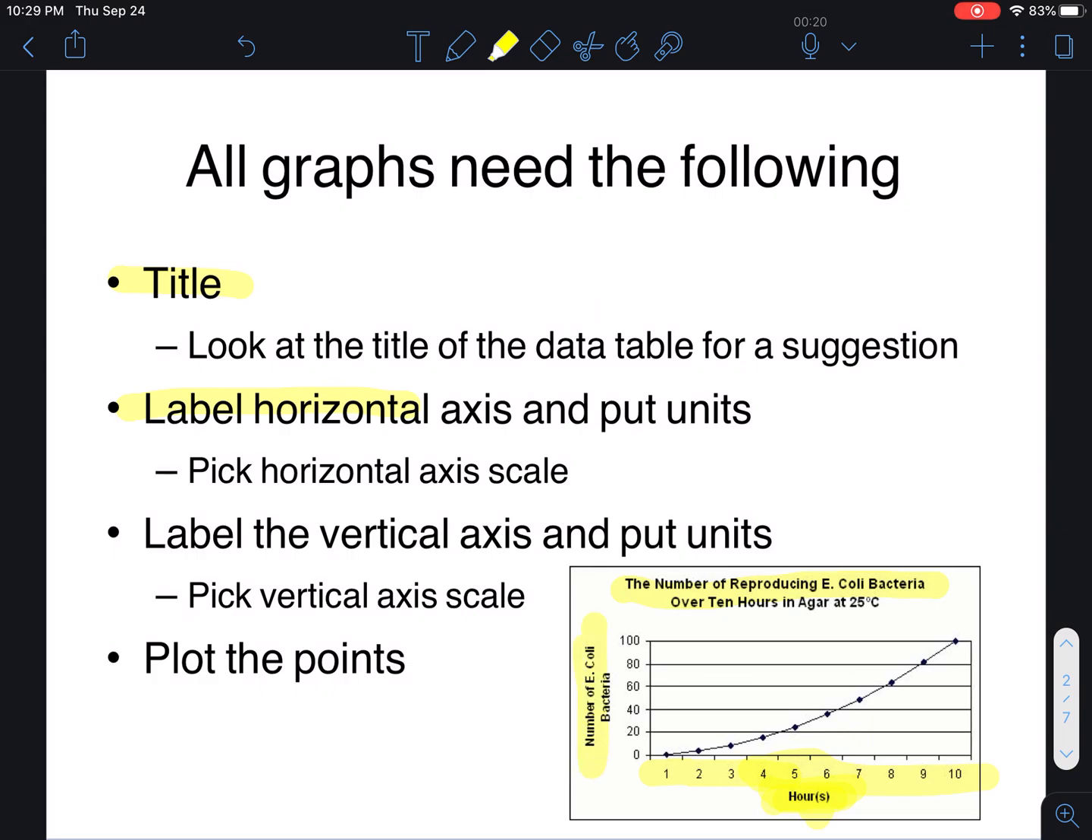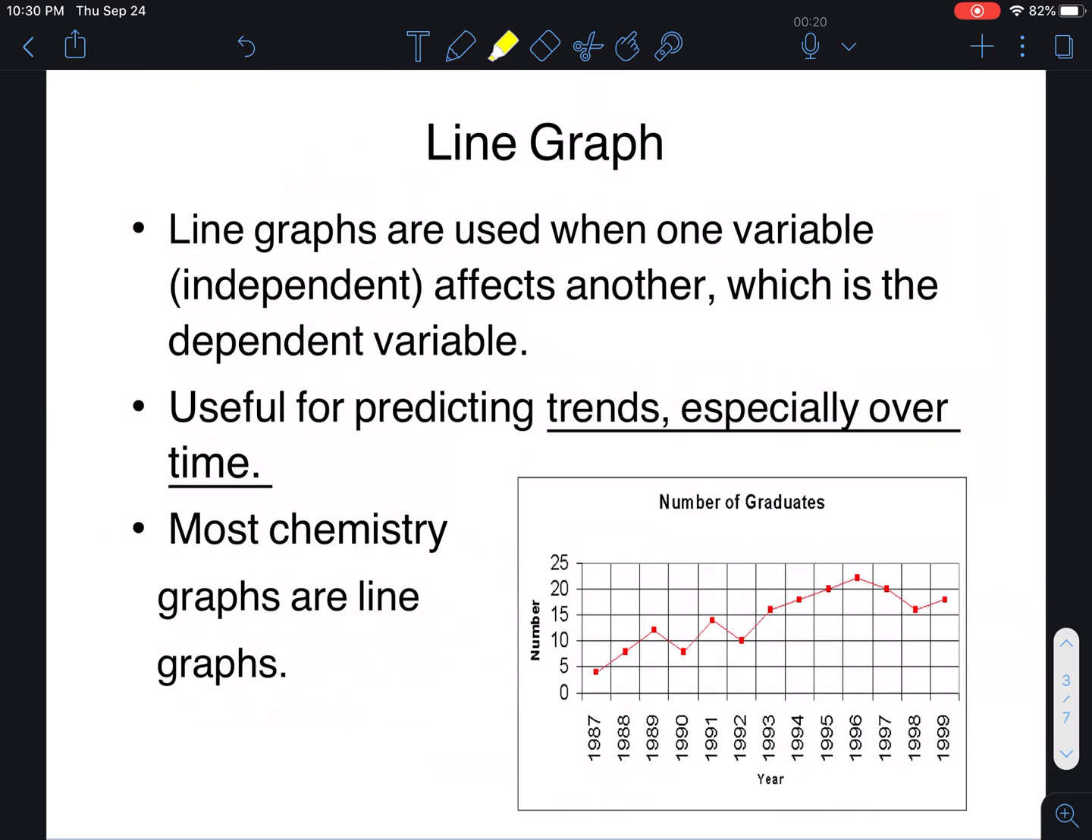You have the vertical axis here, the number of E. coli bacteria, and your scale on your vertical axis goes from 0 to 100, and each line in this case represents 20 E. coli bacteria. And then you're going to plot your points. We don't have the actual data table representing the points here, but you can see that the points are plotted, and then there's a line that's connecting the points. This is your first line graph.